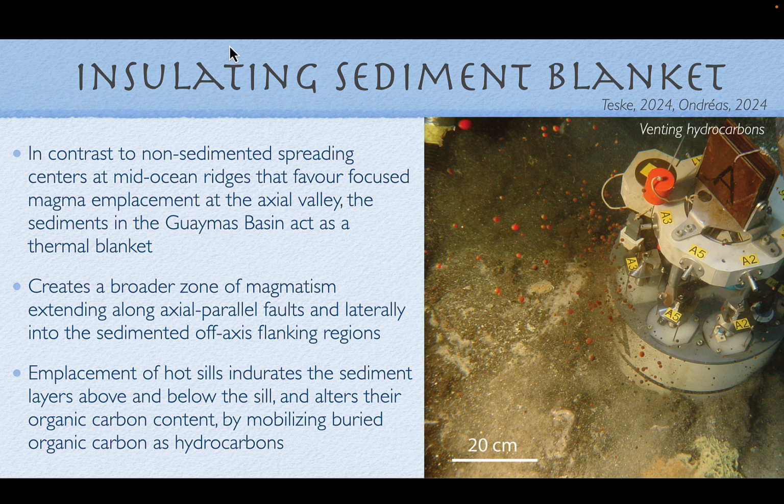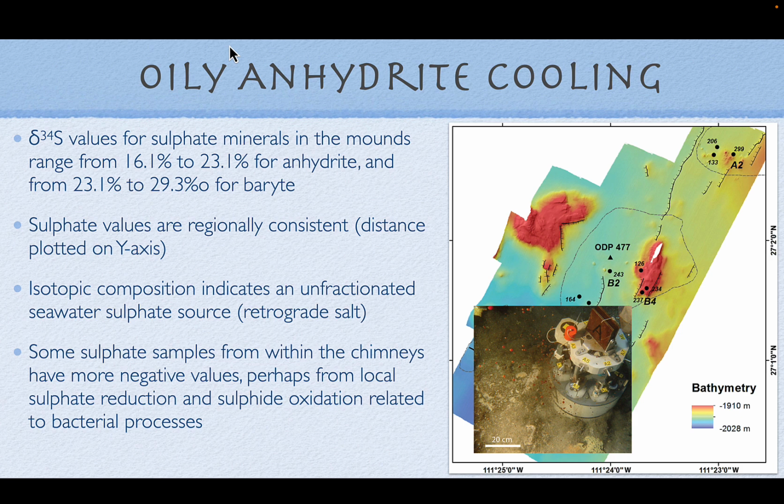So these sills alter the organic hydrocarbon content. They thermally crack the hydrocarbons, and so we get buried organic carbon acting as a reductant for thermochemical sulfate reduction and the bacterial sulfate reduction that is fixing the metal sulfides. So if we look at the delta 34S values for the sulfate minerals in the mounds, there's a range. We're not just around the 22, 23 values for seawater. We get a range from 16.1 to 23, in part reflecting the influence of bacteriogenic reactions.